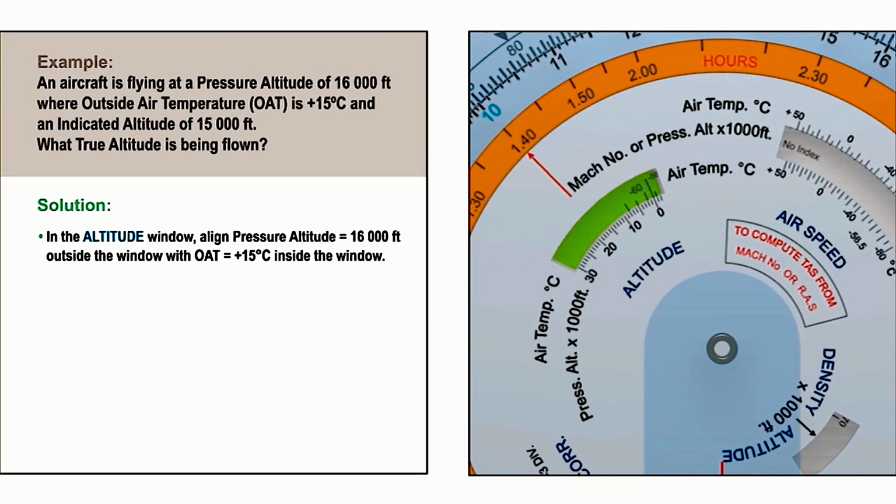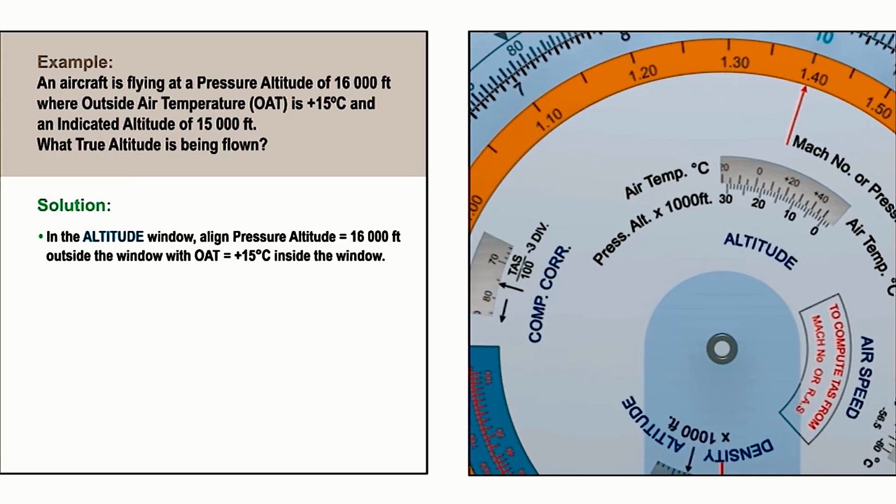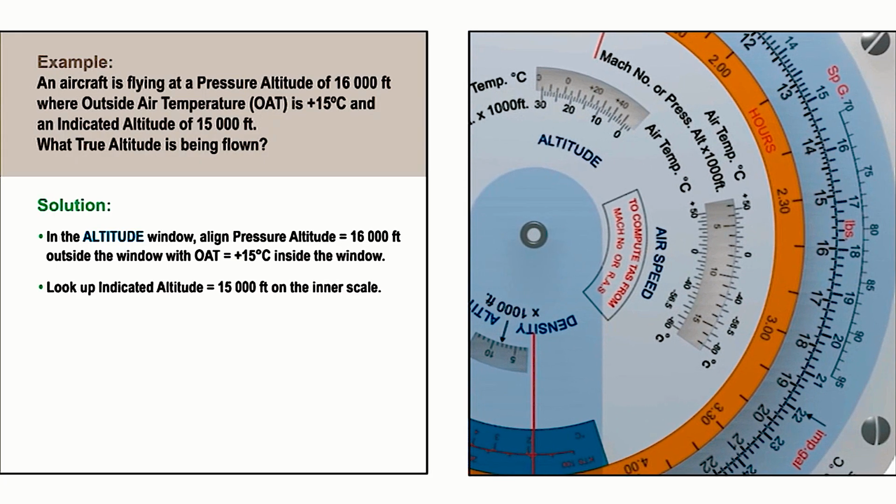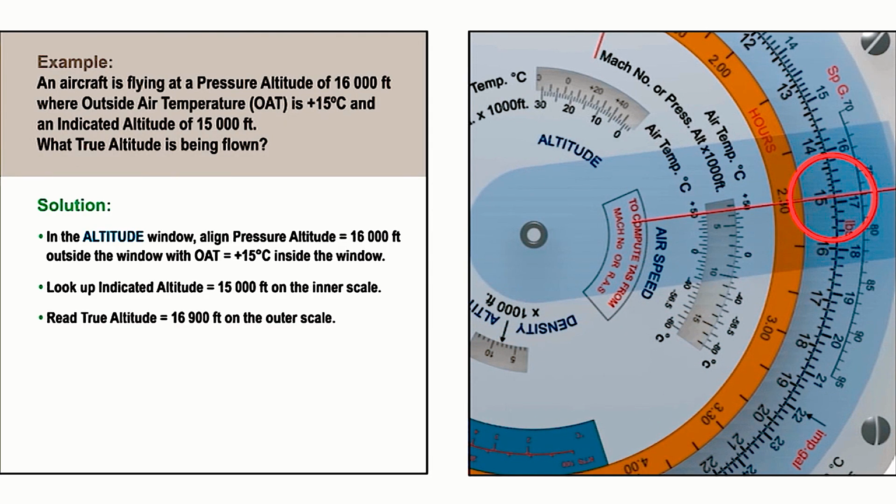Firstly, in the altitude window, align the pressure altitude of 16,000 feet on the outside of the window with the outside air temperature of plus 15 degrees centigrade inside the window. Next, look up the indicated altitude of 15,000 feet on the inner scale and read off the true altitude of 16,900 feet on the outer scale.